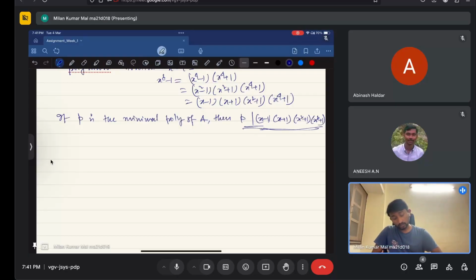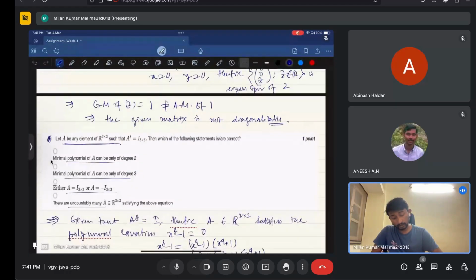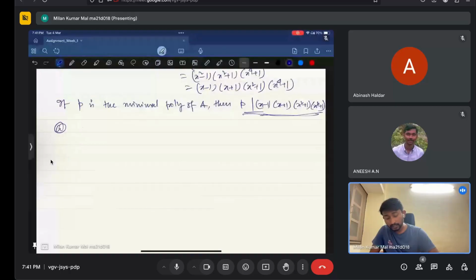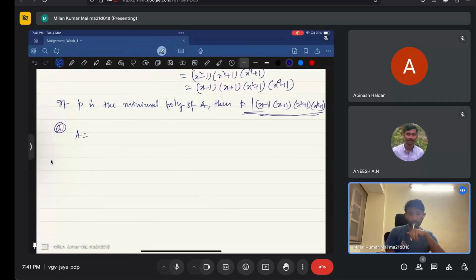Okay, but here it is saying that let A be any element of R 3 by 3 such that A to the power 8 equals identity, then which of the following statements is correct. So the statement that the minimal polynomial of A can be only of degree 2, that is false. Option A. The minimal polynomial can have degree 3, so we have to construct a matrix whose minimal polynomial has degree 3, right? So let's construct that.